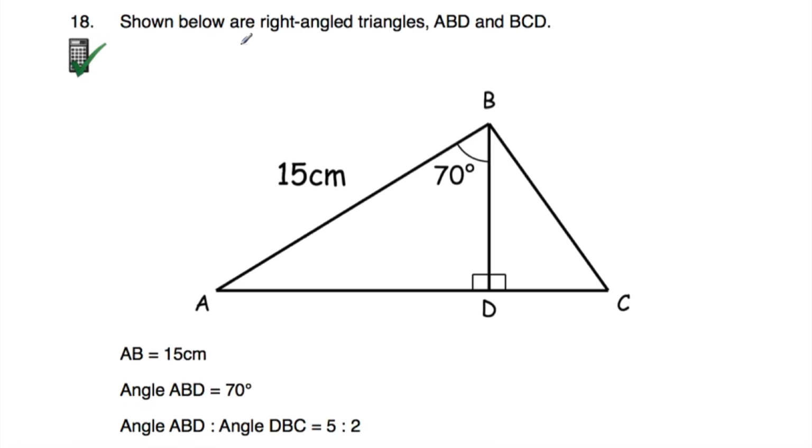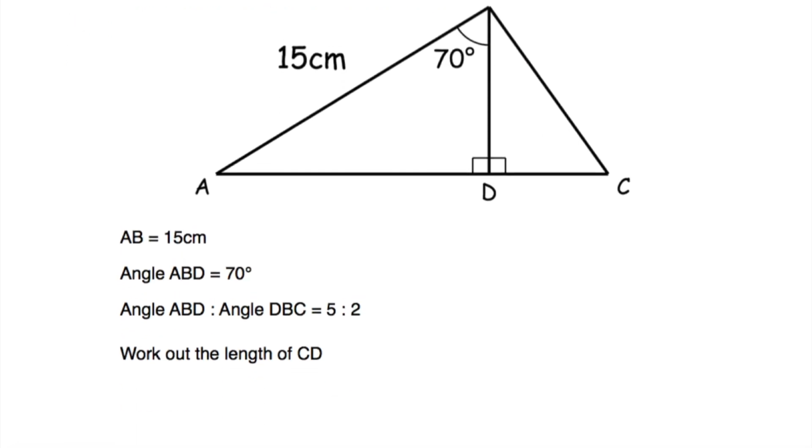So question number 18 says, shown below are right angle triangles ABD and BCD. So we've got these two right angle triangles that are joined together, and we're told that AB is equal to 15 centimeters. So that side, AB, is 15 centimeters. Angle ABD is 70 degrees. And then we're told the ratio of angle ABD, so that angle, to angle DBC, this angle, so the ratio of that angle to that angle is 5:2. And then the question says, work out the length of CD.